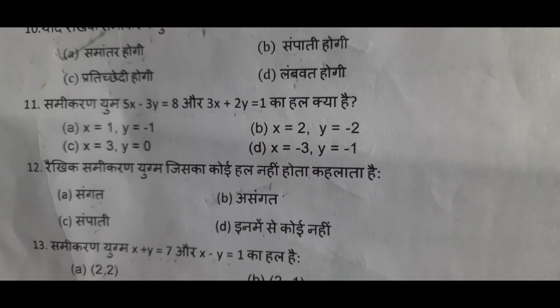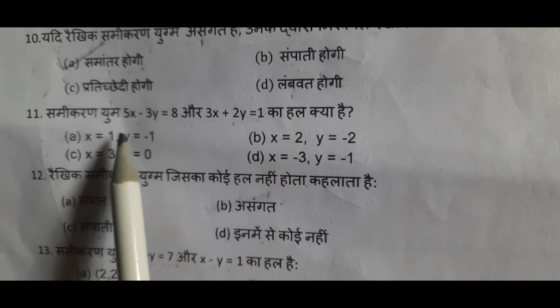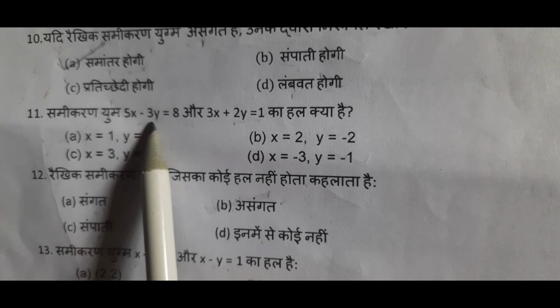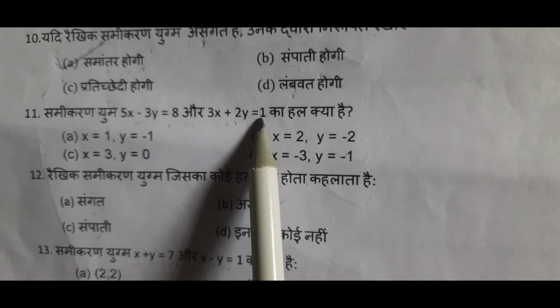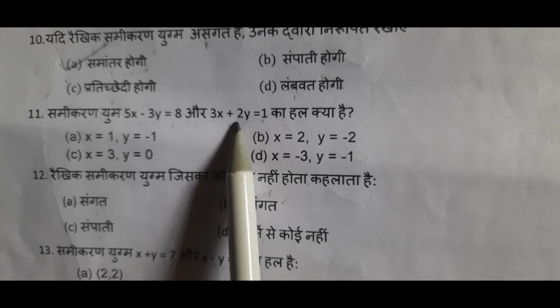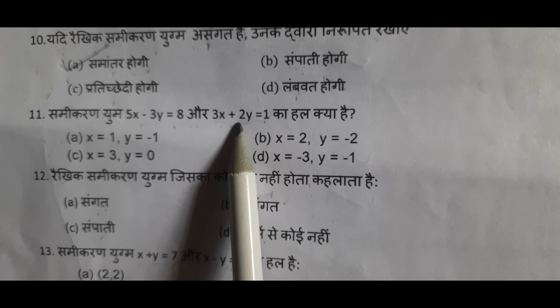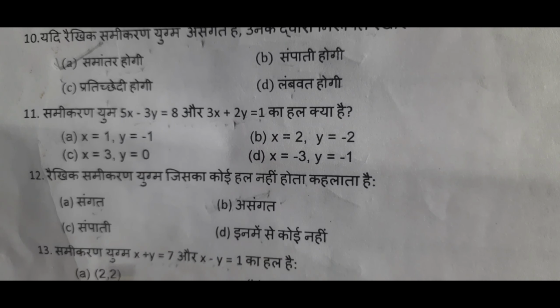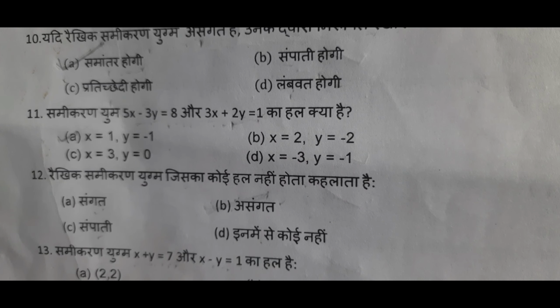Now question number 11. What is the solution of the equation 5x minus 3y equals 8 and 3x plus 2y equals 1? These are simultaneous linear equations, so either go in the substitution method or the elimination method, and you will get the answer. x equals 1, y is also equal to 1.